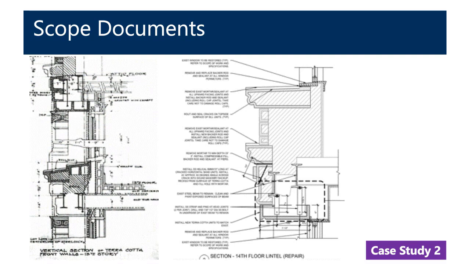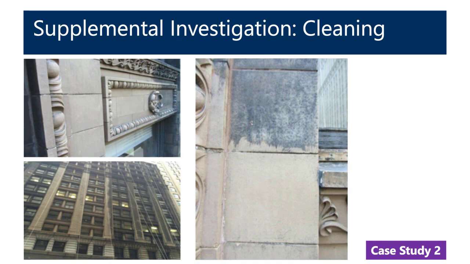And really that's what the scope documents are utilized for in terms of getting costs for those repairs. So some of the things that oftentimes are part of the supplemental investigation may be cleaning on a masonry facade. This is oftentimes included in the scope documents with a best guess or a placeholder in terms of what system may or may not work.